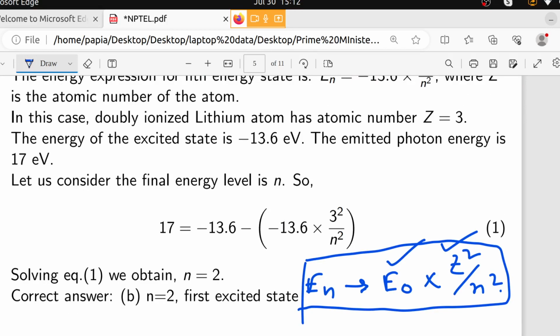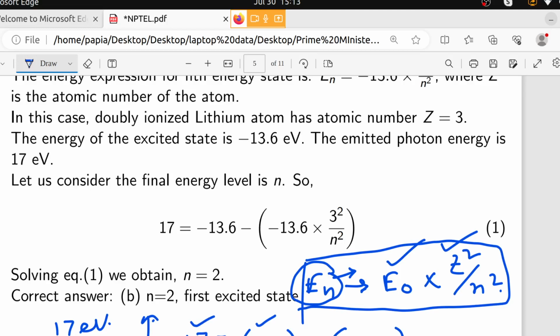So if I put all the things here, what is En? En is the energy of that nth state. But what was shown as 17 eV? 17 eV is the difference between these two states. So 17 equals the difference of two states. What are the two states? One is the state to which it is coming down, and the other is the state from which it is coming. In the question, the lithium ion comes down to minus 13.6 electron volt, and from minus 13.6 into 3 square by n square. So the difference of the two states is 17 electron volt.